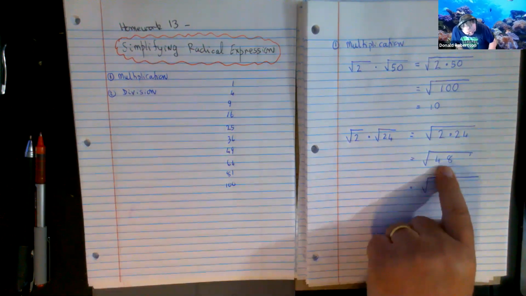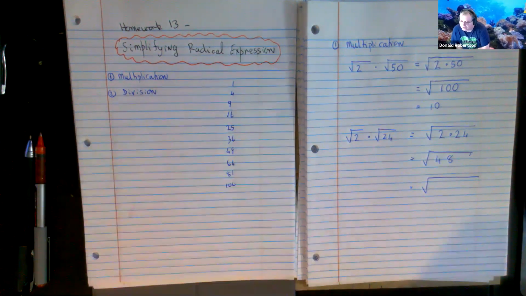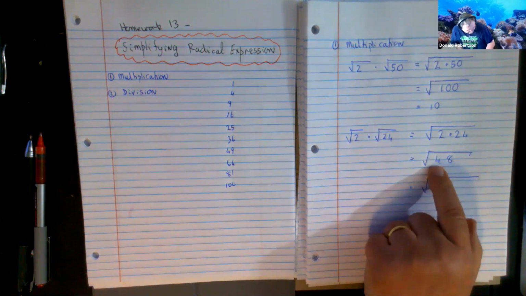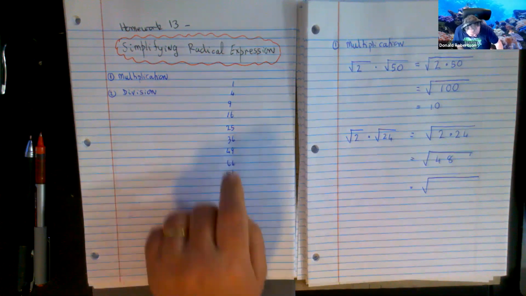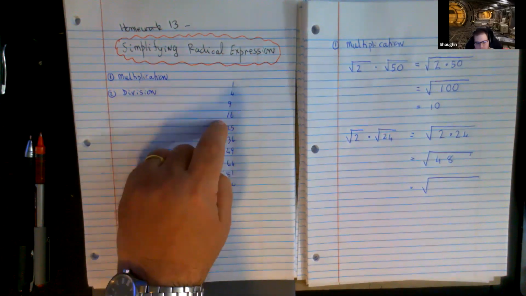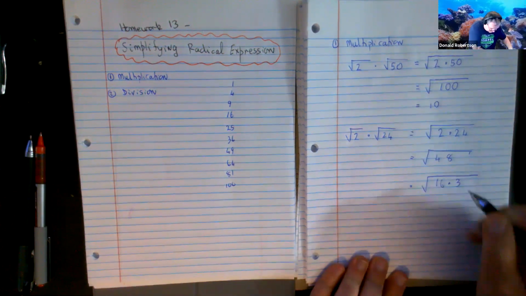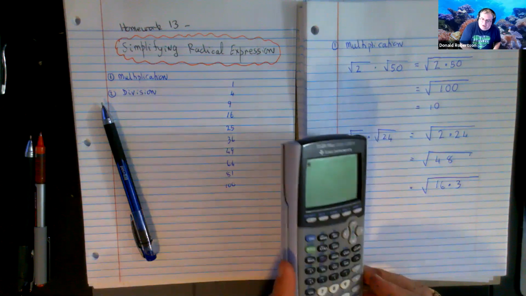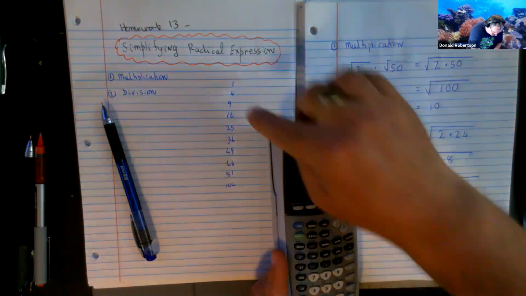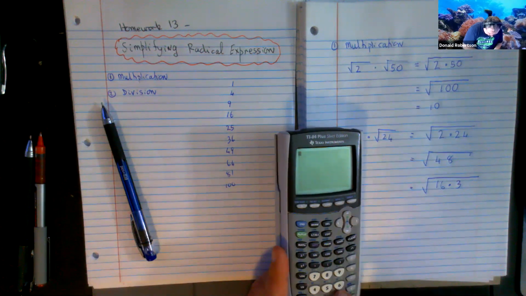So 48 can be written as one of these guys times another number. And so the job is to find out what's the biggest number you can figure out that works with 48. 16 and 3. Now, let's suppose times table is not your strong point. And this is a way you can tackle it, right? You know it has to be one of these numbers. So you type in 48.